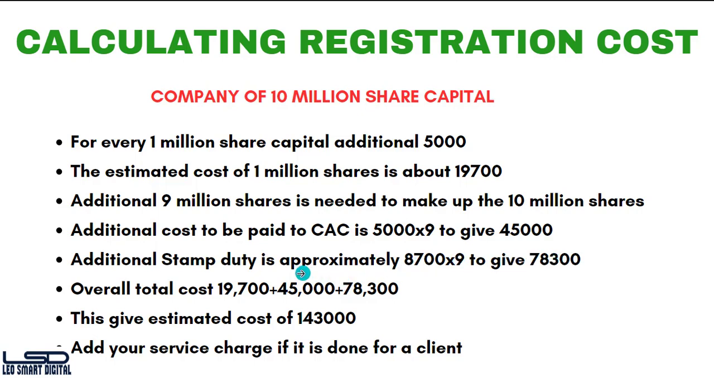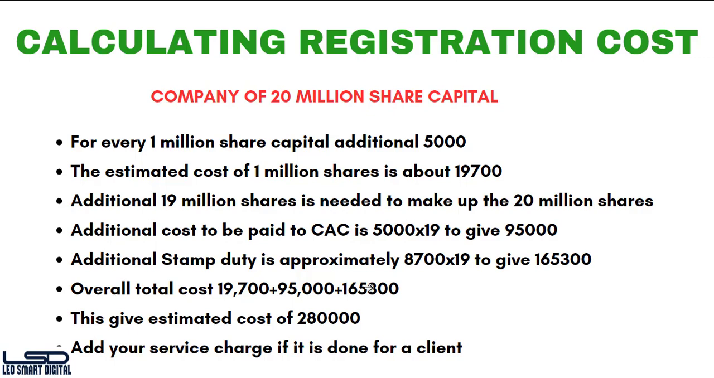Overall total cost is 19,700 plus 45,000 plus 17,300 to give an estimated cost of 143,000. So add some charge from the remitter, and then add your service charge if it is done for a client.